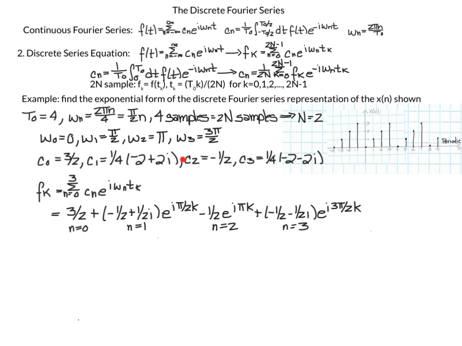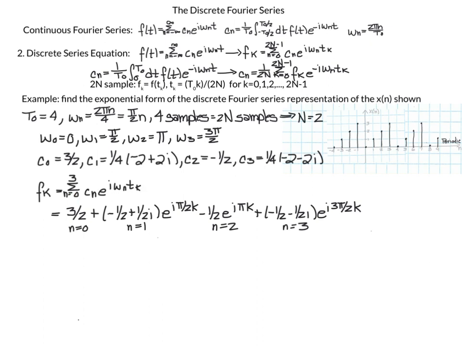Remember when I told you essentially after we did the coefficients that we were done? Some teachers like you to plug this back into your formula for f of k, so that's what we're going to do here. We're going to run the summation from n equals 0 to 3. For n equals 0, we're going to get 3/2. You can kind of plug that in and verify for yourself.